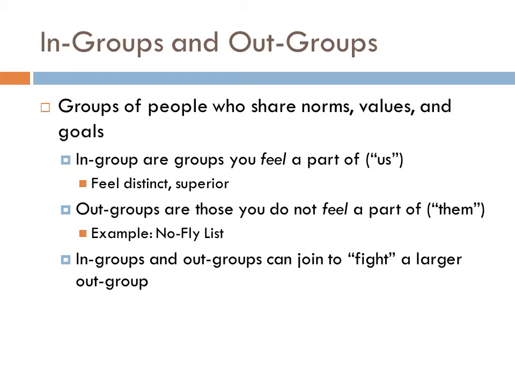In-groups are any groups or categories to which people feel they belong. The key is to feel a connection. Out-groups are any groups or categories to which people feel they do not belong. Out-groups are those for which you feel a sense of competition, perhaps, or opposition. If you refer to a group of people as "they," chances are you're referring to an out-group. Both in-groups and out-groups play a very important role in defining your identity and how you behave and how you view the world.